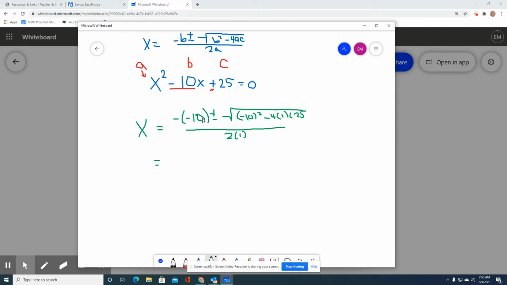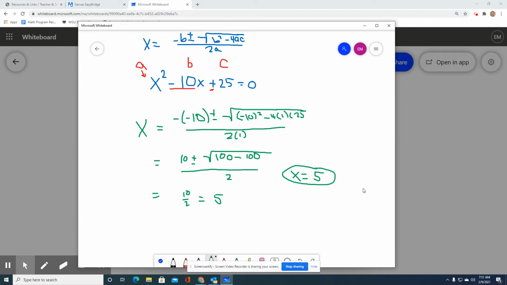Okay, now that we have that, this becomes positive 10, plus or minus the square root of 100, 10 squared is 100, minus 100, all over 2. Notice that our discriminant, the number underneath the radical sign, is 100 minus 100, which is 0. So that will give us 10 over 2, which is 5. So when x equals 5, the whole equation is equal to 0.